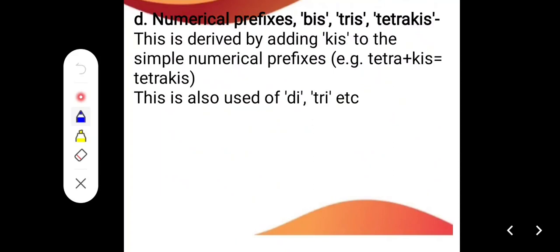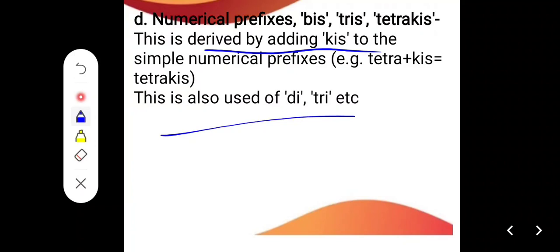Next one, numerical prefixes bis, tris, and tetrakis. These are derived by adding kis to the simple numerical prefixes. Tetra plus kis, that is ultimately tetrakis. There should be only the adding of the kis term. This is also used in place of di, tri. Sometimes in place of di and tri we use bis, tris, and so on.